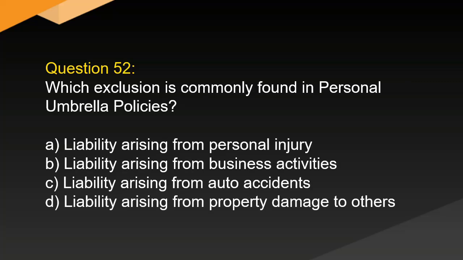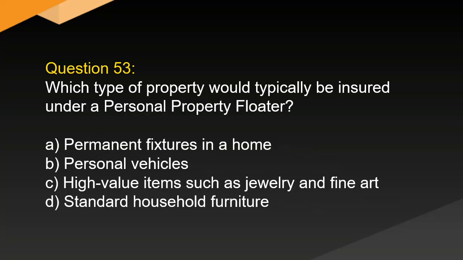Question 52. Which exclusion is commonly found in personal umbrella policies? A. Liability arising from personal injury. B. Liability arising from business activities. C. Liability arising from auto accidents. D. Liability arising from property damage to others. Question 53. Which type of property would typically be insured under a personal property floater?